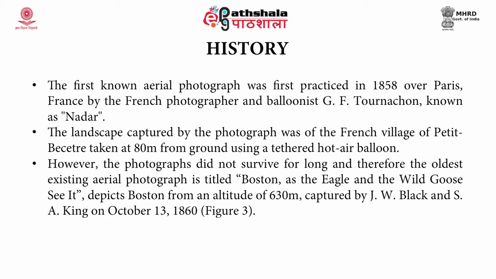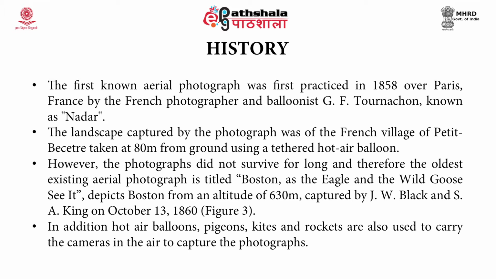However, the photographs did not survive for long, and therefore the oldest existing aerial photograph is titled Boston, as the Eagle and the Wild Goose See It. It depicts Boston from an altitude of 630 meters, and this image was captured by J.W. Black and S.A. King on October 13, 1860.